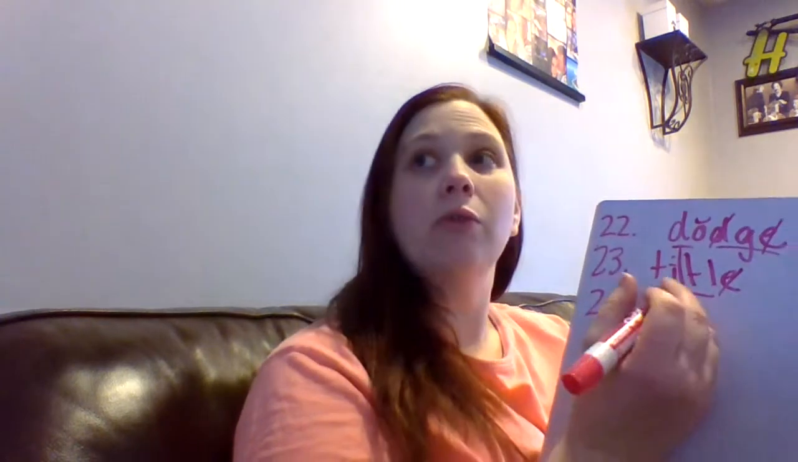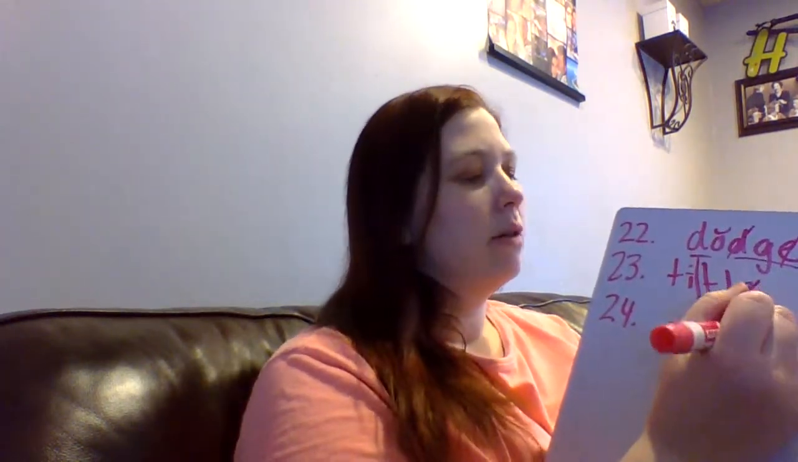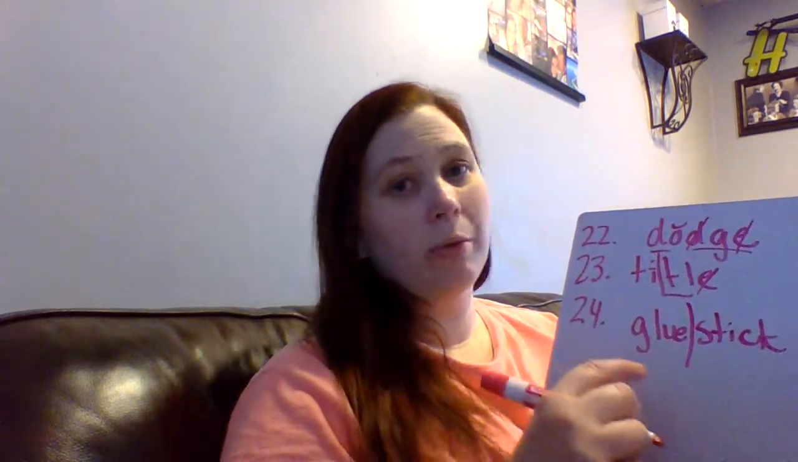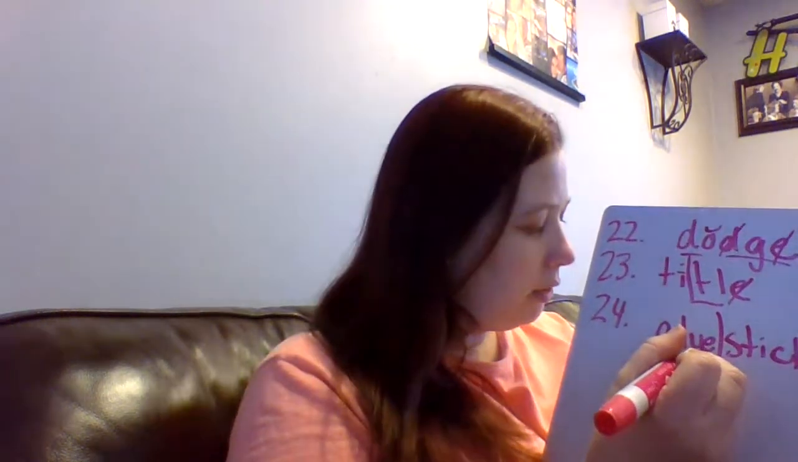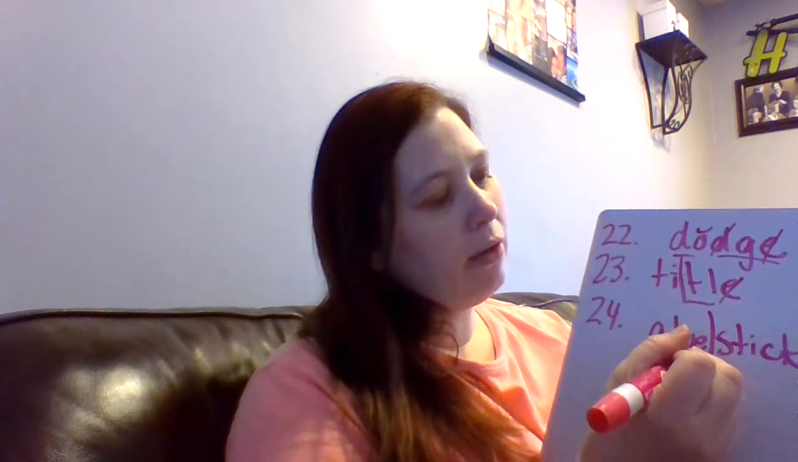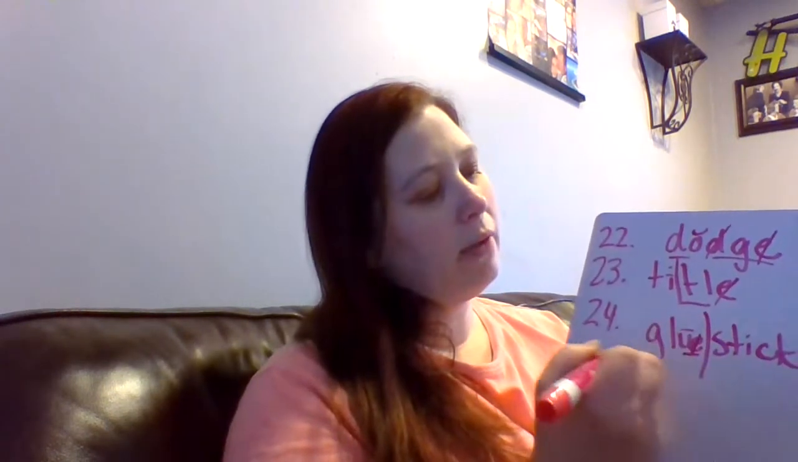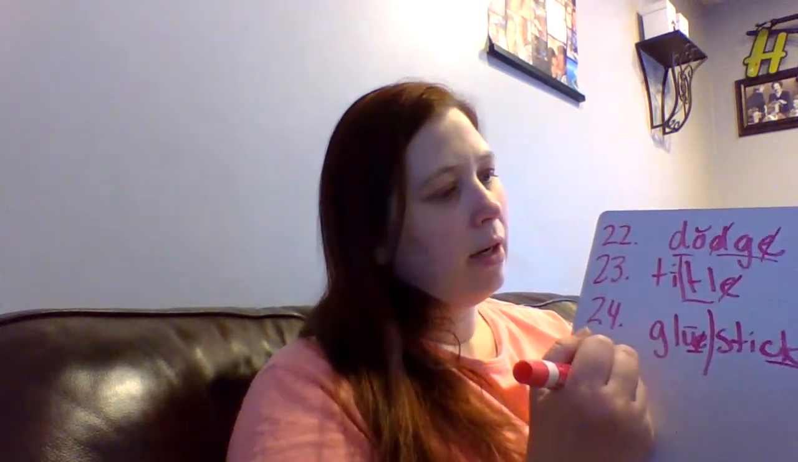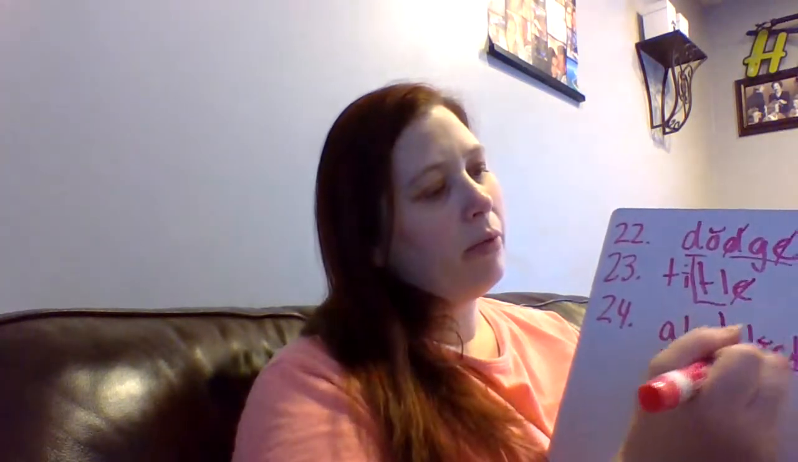24, we have glue stick. Again, compound word, we have glue and stick. So we're going to draw a line between glue and stick. Here we have our UE digraph, where the E doesn't say its name and the U gets a macron. Here we have our CK digraph. We underline that. And our I gets a breve. We cross our C off because we actually don't say that.